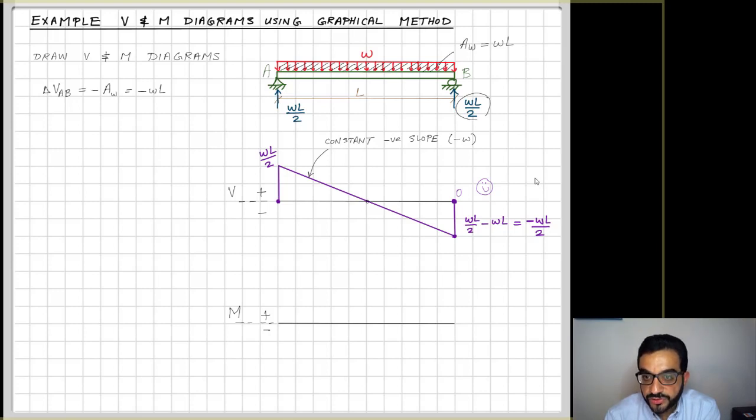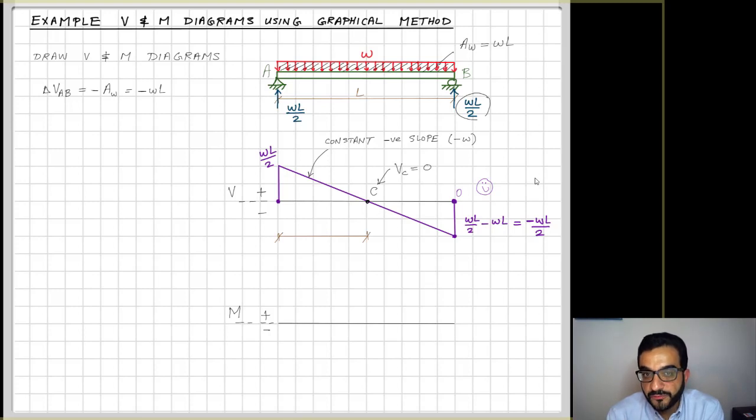Once you have the shear diagram, you can start drawing the moment diagram. But before you start, you might look into an additional point of interest, especially where the shear diagram intersects the 0 axis here. Because remember the relationship between shear and moment: the shear value at any point is the slope of the moment at this point. So a 0 shear value is a 0 slope for the moment.